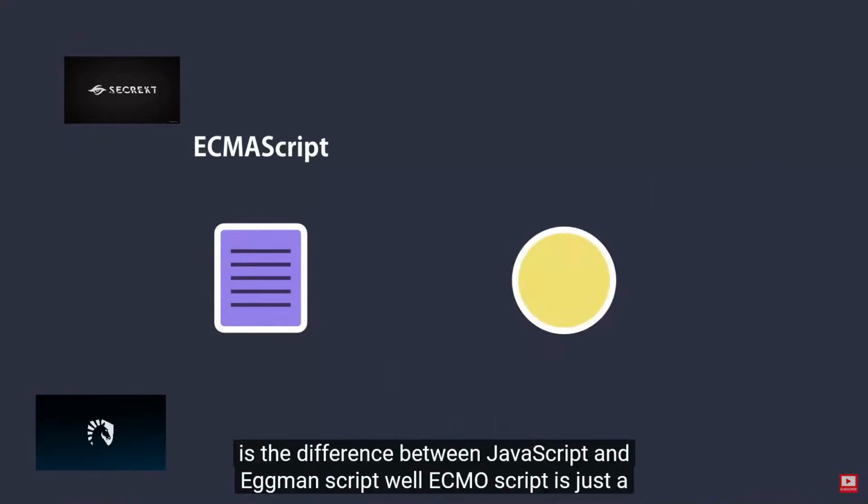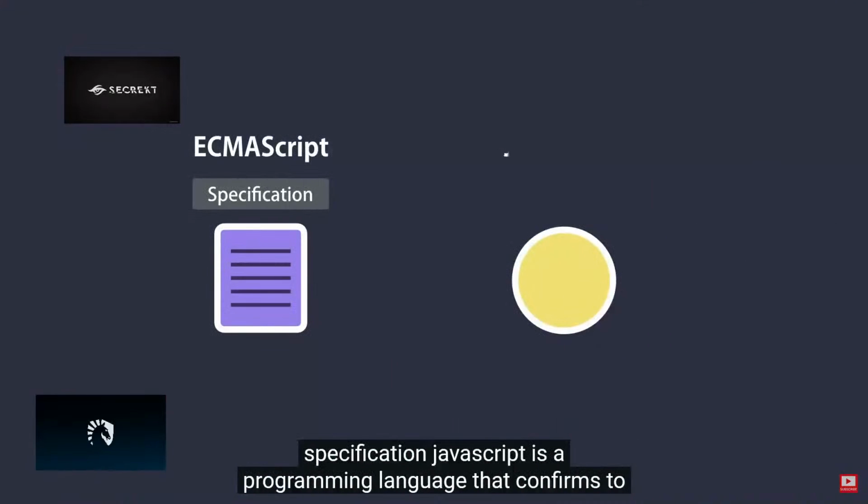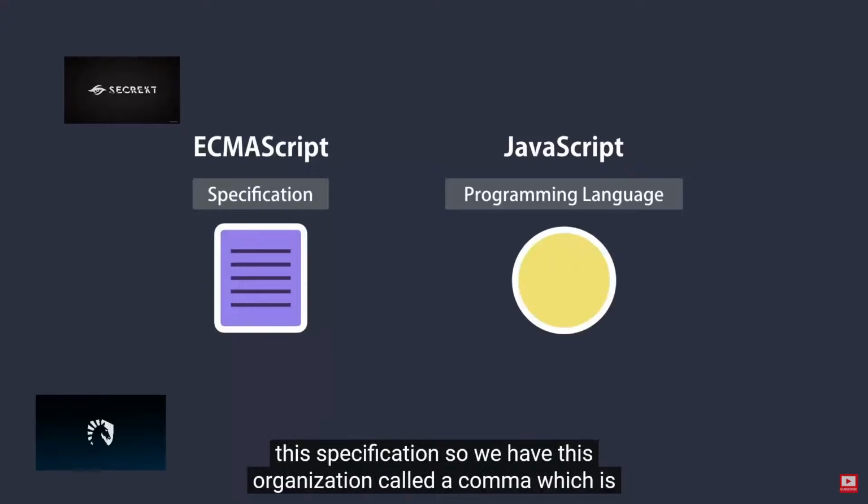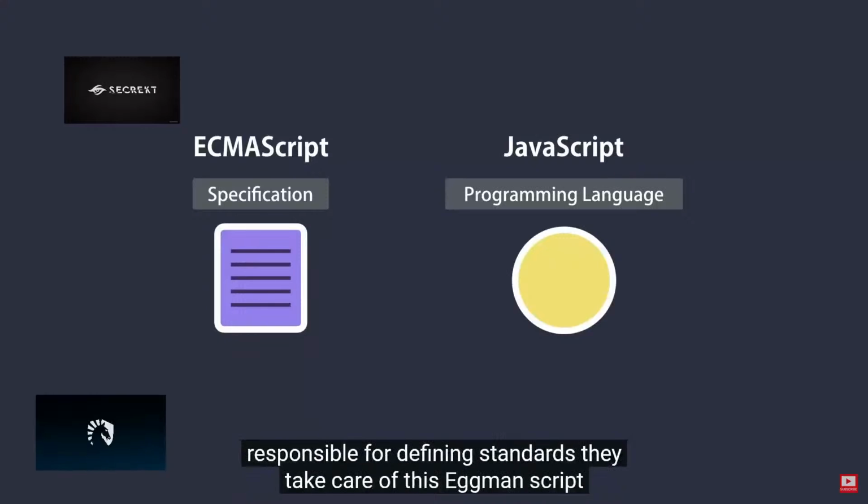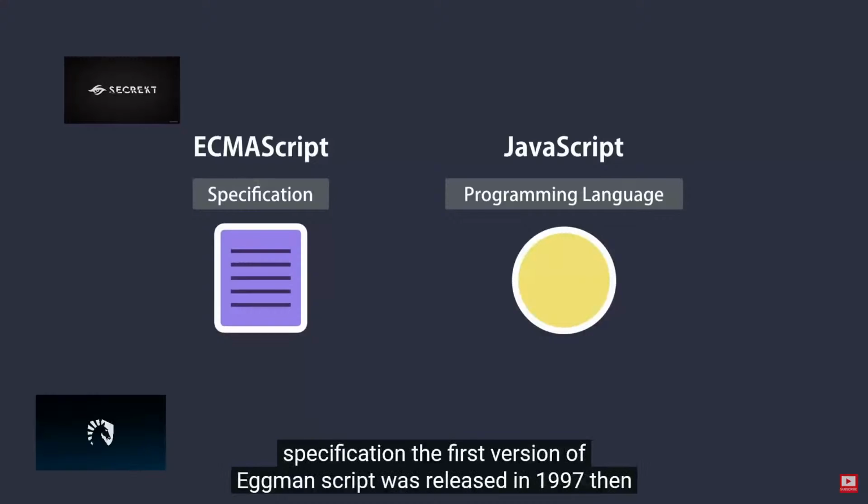Well, ECMAScript is just a specification. JavaScript is a programming language that conforms to this specification. So we have this organization called ECMA, which is responsible for defining standards. They take care of this ECMAScript specification.